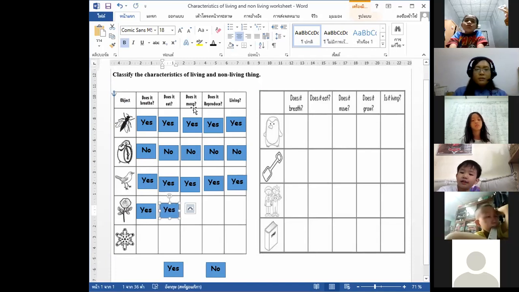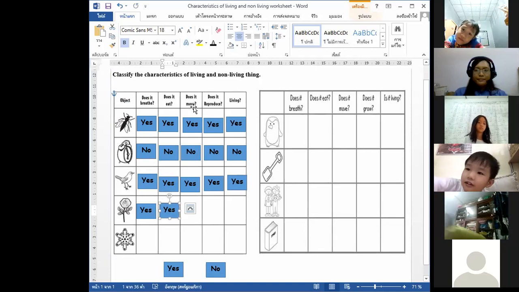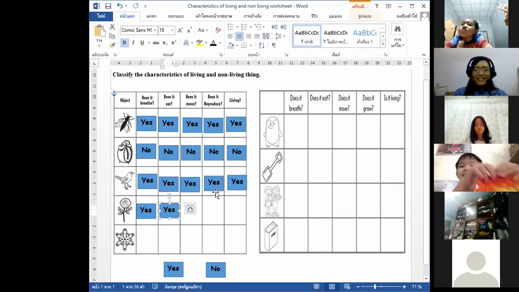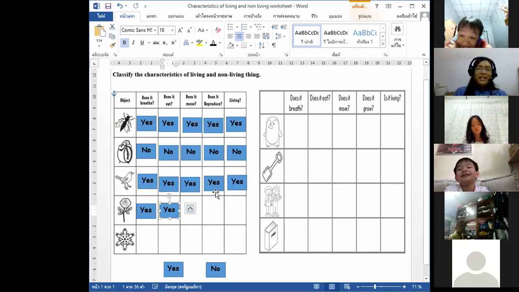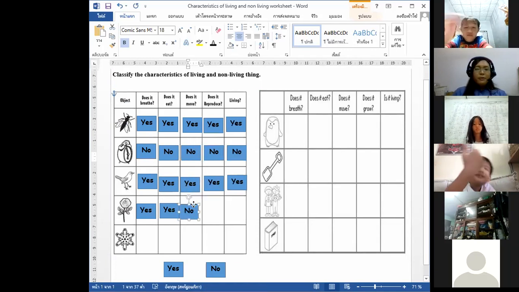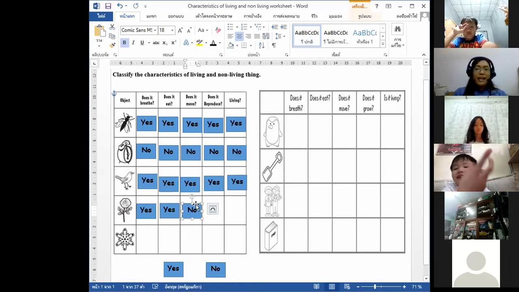What about, does it move? No, they cannot move by itself. So it's a no. So plants cannot move by themselves, but they are still living things.